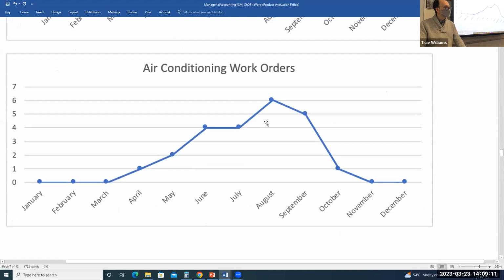And we see air conditioning work orders. None in January and February. They increase as the temperature gets warmer, peak again in August, and then they go down again. So based on these charts, what do you think is causing our scrap materials to be so high in the summer?